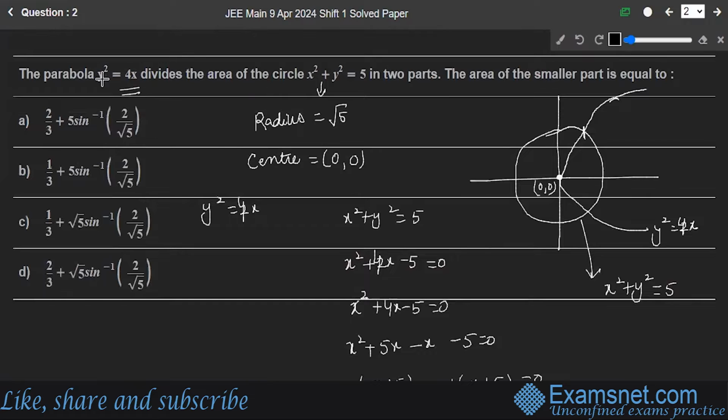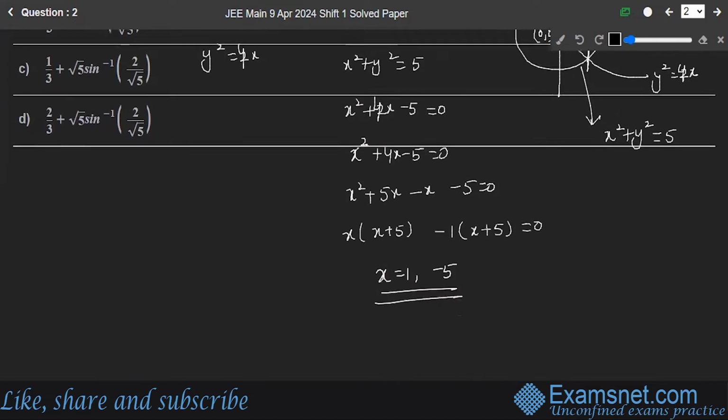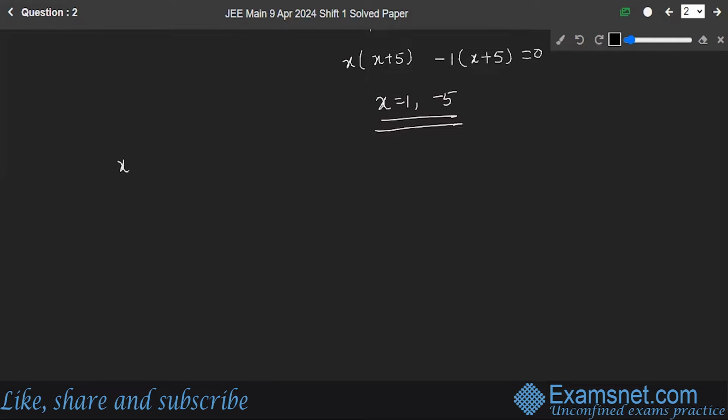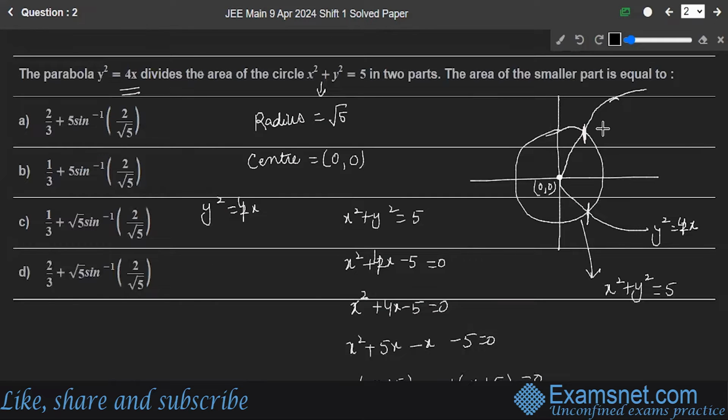See, it is telling you the parabola divides the area of the circle in two parts, and we need the area of the small part. Fine. So I'll be considering only the positive value, because the point of intersection is over here. So x is equal to 1. And you have y square is equal to 4x, so that will give you y as plus minus 2. Therefore, the two points of intersection are 1, 2 and 1, minus 2. Okay, so this is 1, 2, and this point is 1, minus 2.